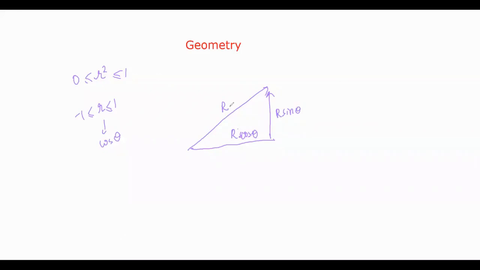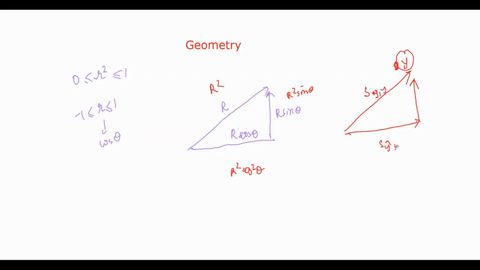Now, similarly, if this is r, then taking the square, it will be r square cos square theta and r square sin square theta. So this length is actually S y, the y vector. This is S y hat. We are projecting y to y hat, the best possible projection on the x variable. This is the x bar comma y bar.